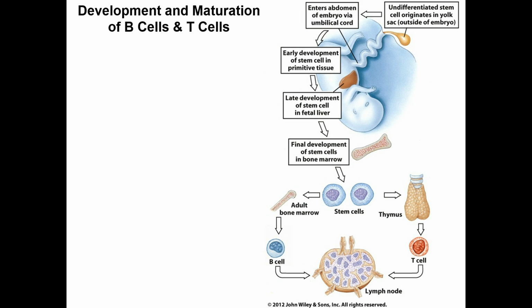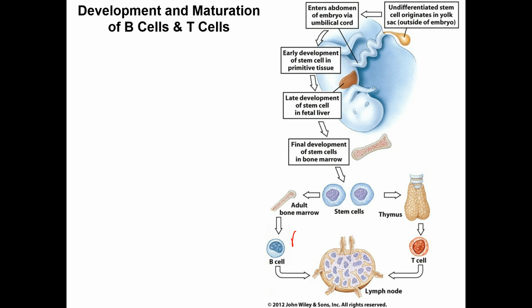These hematopoietic stem cells are going to be within the bone marrow, and these cells are going to leave the bone marrow and differentiate, in this case, into B cells. They'll leave the bone marrow and travel to the lymph nodes. So B cells come from bone marrow. T cells also come from the bone marrow, but they migrate to the thymus.